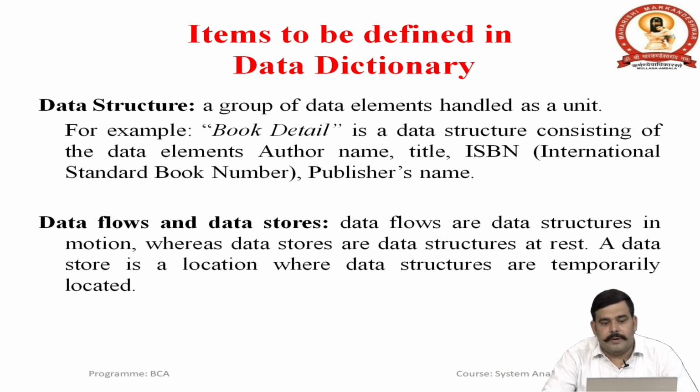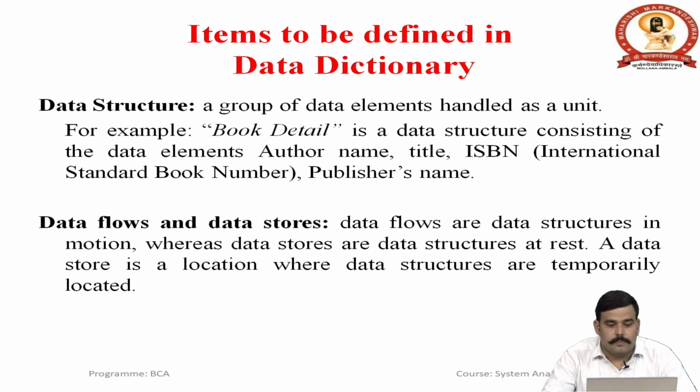For example, I am taking an example of the book detail. Book detail is a data structure and it consists of data elements like author name, who is the author of that book, the title of the book, ISBN number, that is International Standard Book Number, a unique number for that book, and publisher's name, who is the publisher of that book. So, there are several data elements like author name, title, ISBN number and publisher name, and they are handled together in a group, that is a data structure, and we can say that that is a book detail.